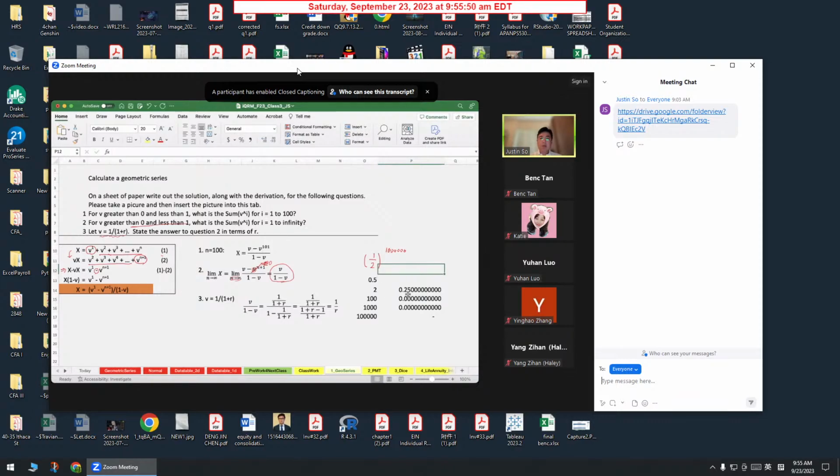So that's why, when the absolute value of this number is less than 1 and the power goes to a really large number, it converges to 0. So that's why, as I said, it goes to 0.